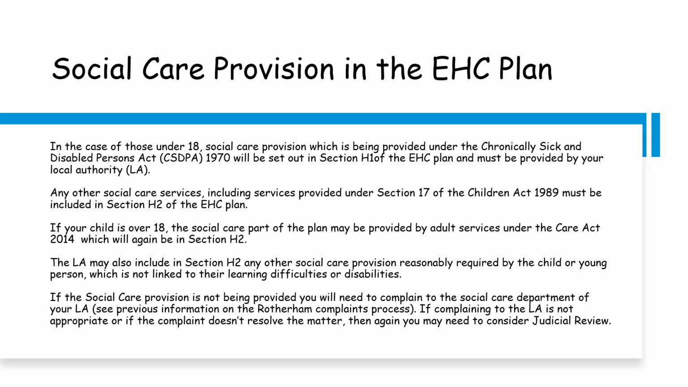And finally, to take a look at social care provision in the EHC plan. In the case of those under 18, social care provision, which is being provided under the Chronically Sick and Disabled Persons Act, will be set out in section H1 of the EHC plan and must be provided by the local authority. Any other social care services, including services under section 17 of the Children's Act 1989, must be included in section H2 of the EHC plan.